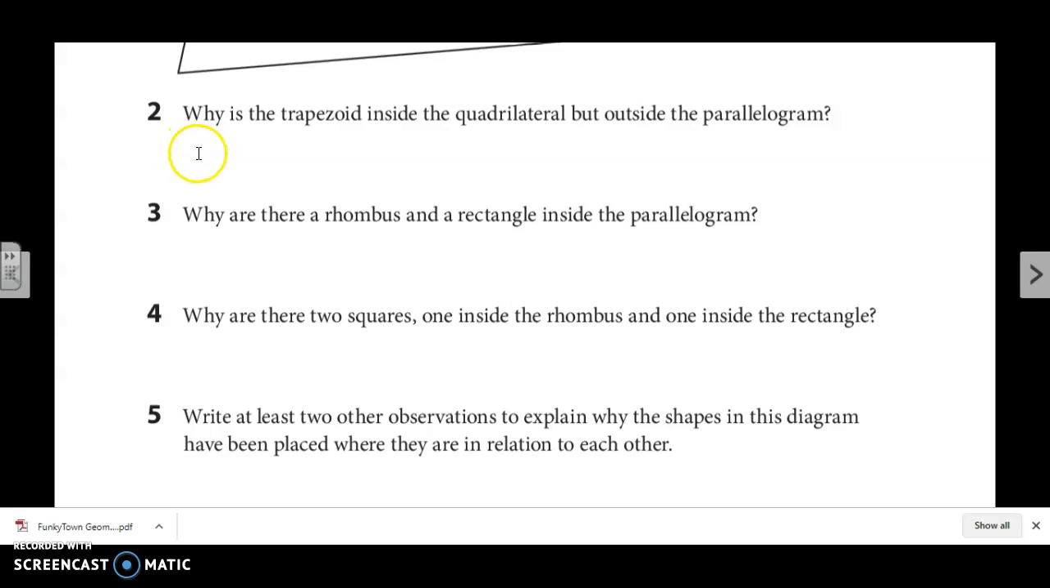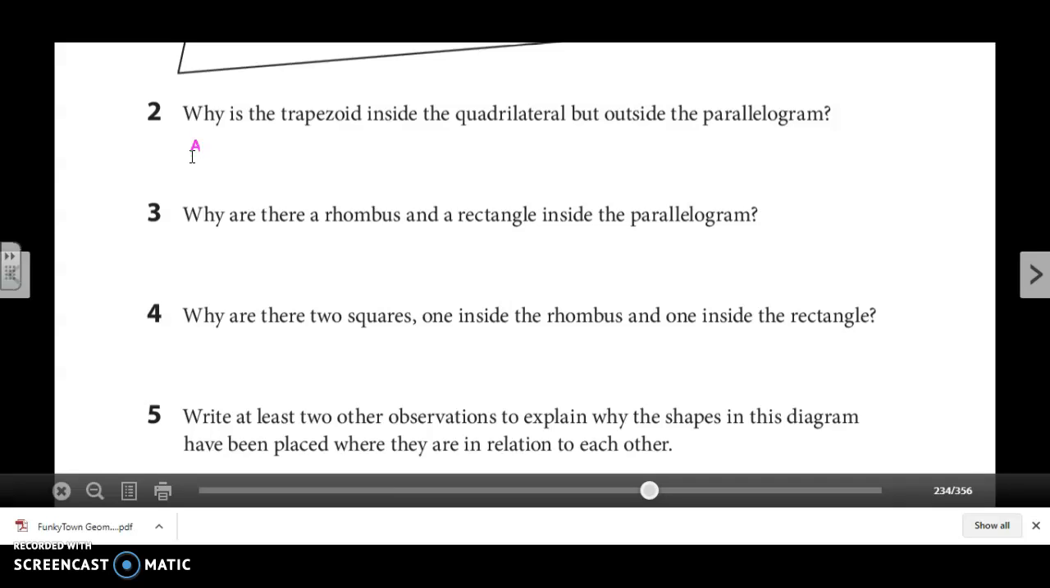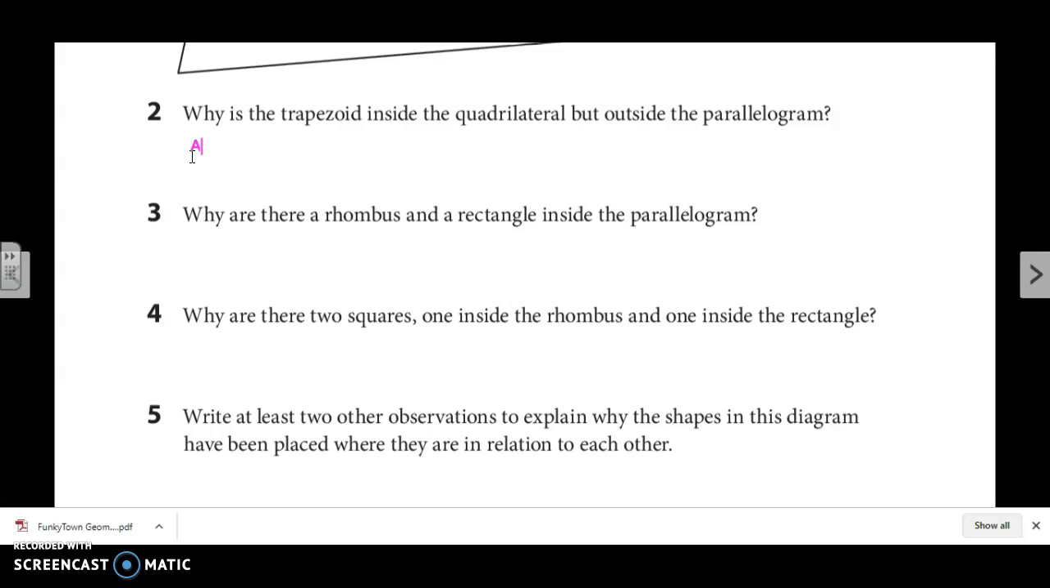Question number 2 asks, why is the trapezoid inside the quadrilateral but outside the parallelogram? The trapezoid is a quadrilateral because it has 4 sides, but it is not a parallelogram because it only has one set of parallel sides. And to be a parallelogram, you have to have 2 sets of parallel sides. I don't know why my spacebar does not work when I try to type out words, but I will read it as I write the answer.